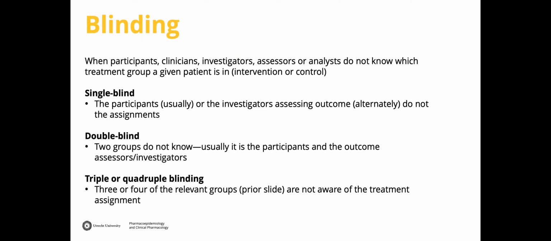In a single blind trial, this typically means that the participants or the investigators assessing the outcome don't know the treatment assignments. A double-blind study means that there's two groups who don't know what the treatment assignment is. This is usually the participants and the outcome assessors or the investigators. And if a study is triple or quadruple blinded, this means that 3 or 4 of the relevant groups that are part of the conduct of the trial are not aware of the treatment assignment.